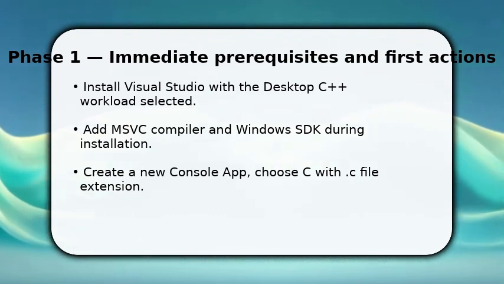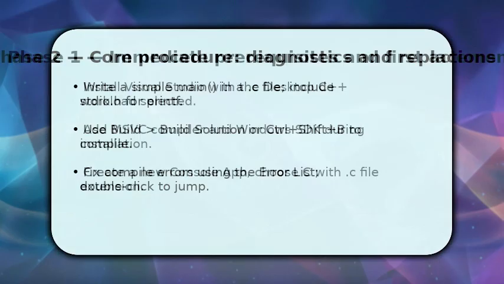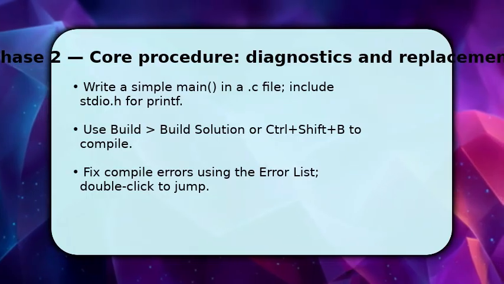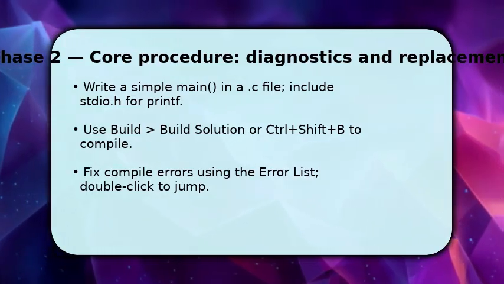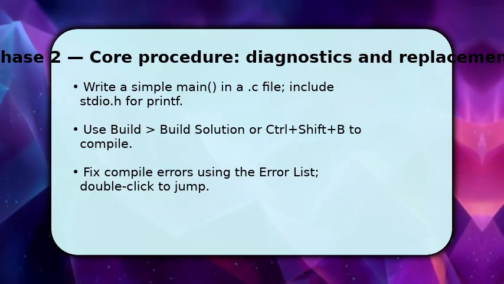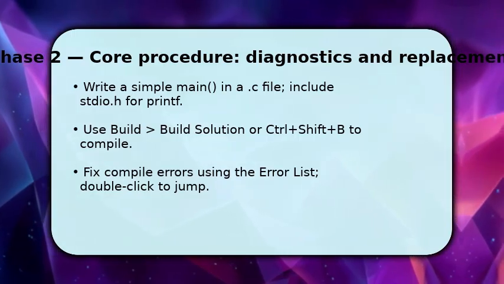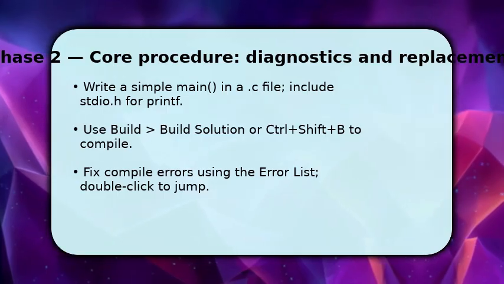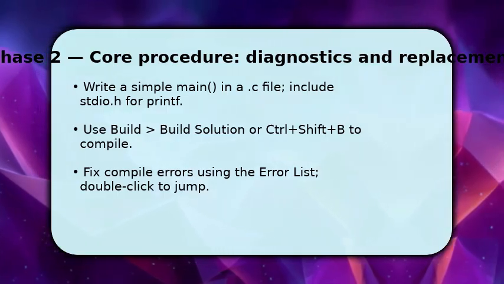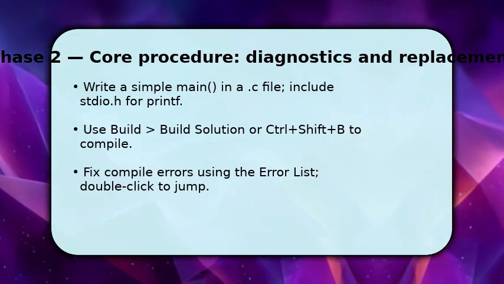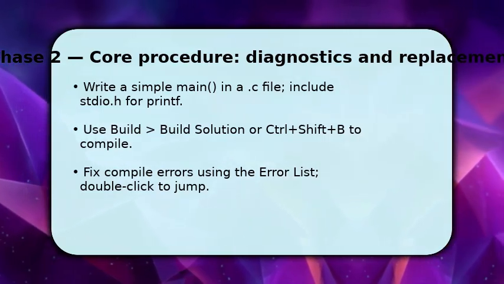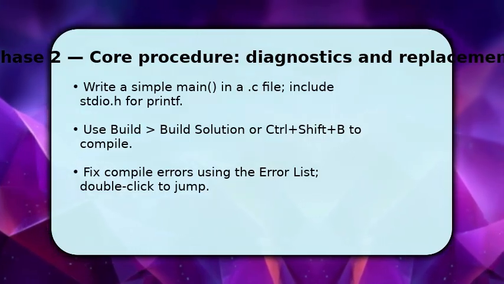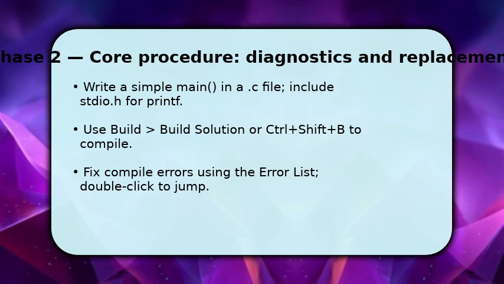You now write your C code, for example, a main function with printf from stdio.h so you can see output. Once done, build the project via Build Solution or Ctrl+Shift+B. This invokes MSVC to compile and link. If errors appear, inspect the error list panel, double-click an error to go to the offending line. Make sure include paths and project settings match C conventions, because Visual Studio can default to C++ rules. Adjust language standard to C11 if you need specific C features.